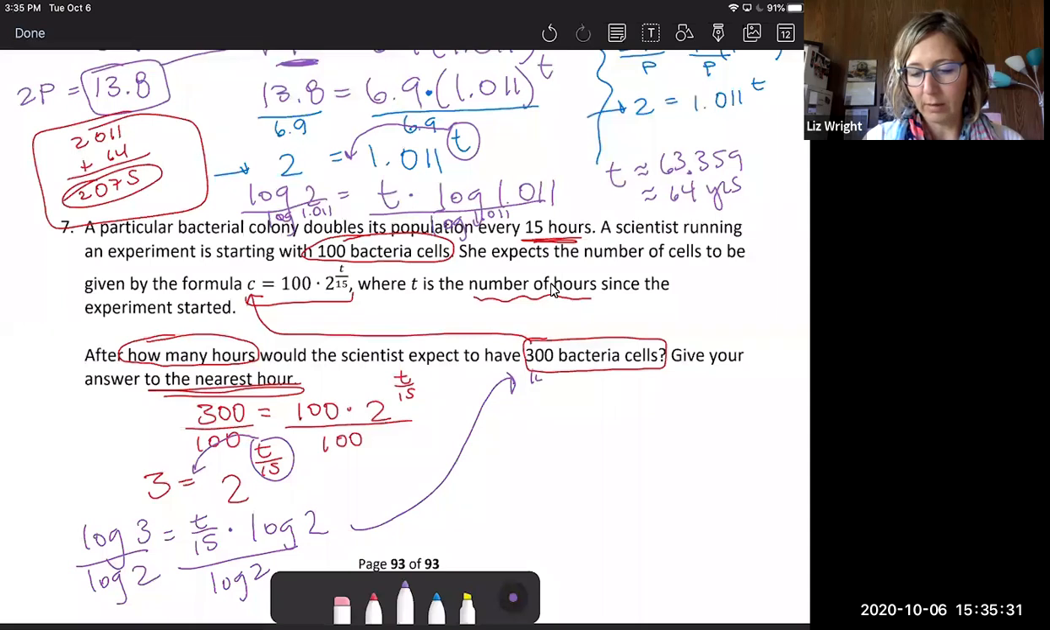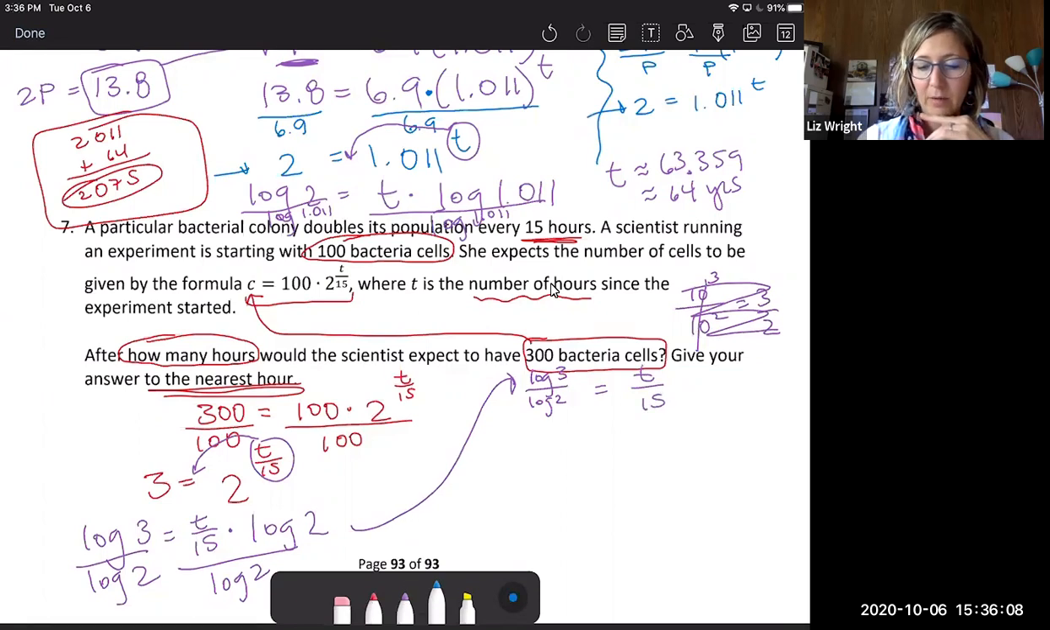So far I've got log of 3 over log of 2. I've had some students at this point just cross off the logs, and it's 3 over 2. No, don't do that. That would be like you saying 10 to the 3rd over 10 squared, oh, I'm just going to cross off the 10s and my answer is 3 over 2. That is not true. So don't be tempted to do that. The log of 3 is some other number, right? All right, so then we've got equals t over 15.